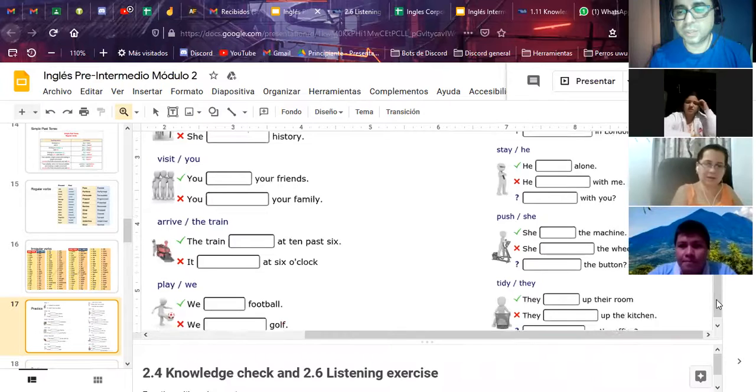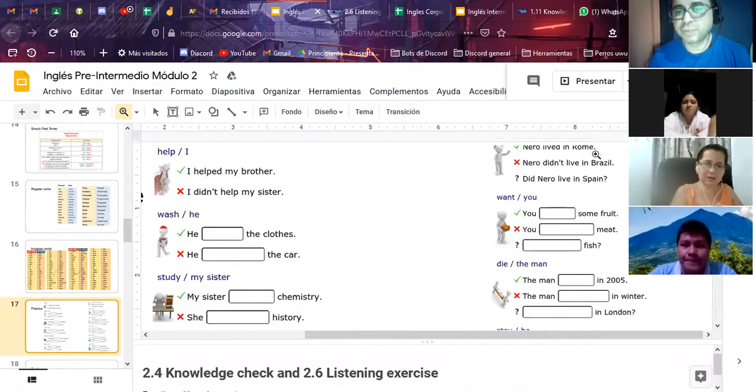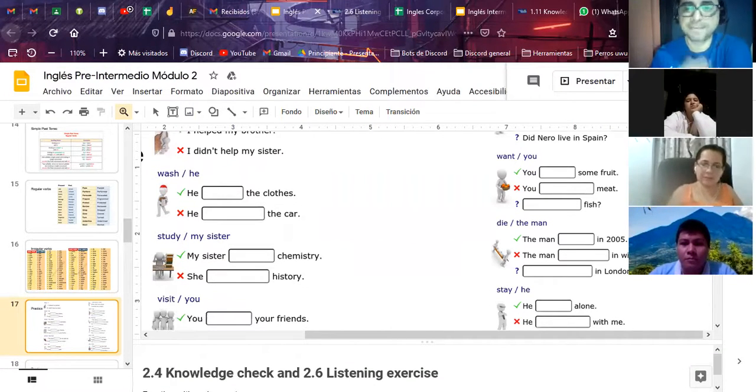Okay, let's continue with the other ones. The first one is already done. And here, what we're going to do is affirmative, negative, and question. So this one says want and you. How is going to be the affirmative? You wanted some fruit. Very good. Negative? You didn't want meat. Good. Perfect. And the question? Did you want fish? Very good. Nice. We are doing a great job.